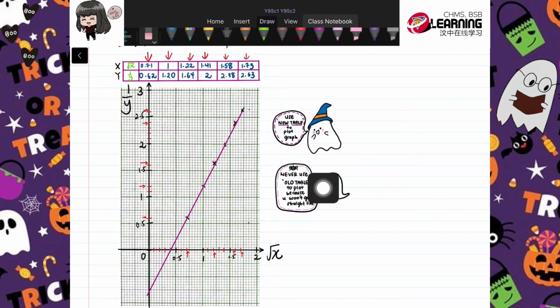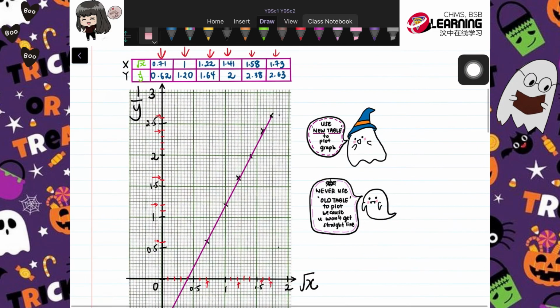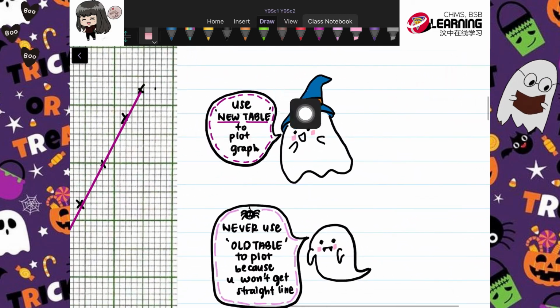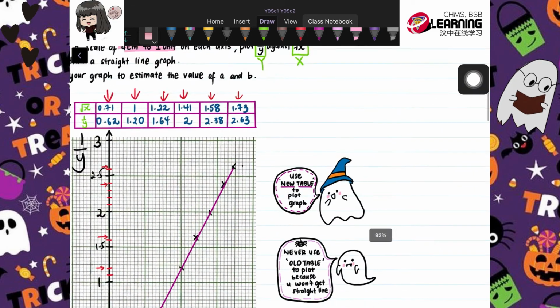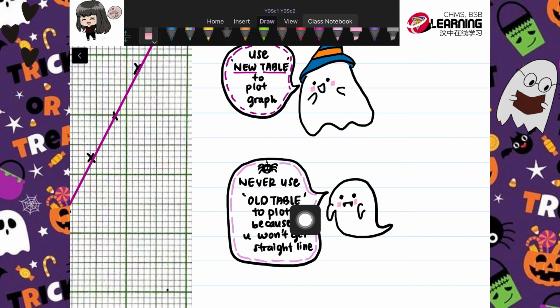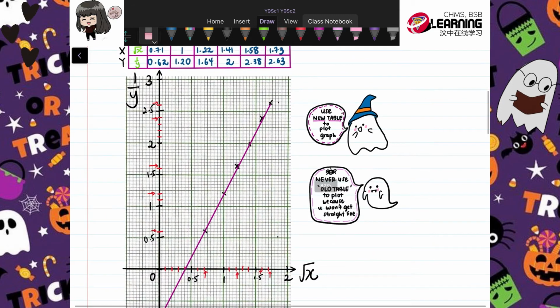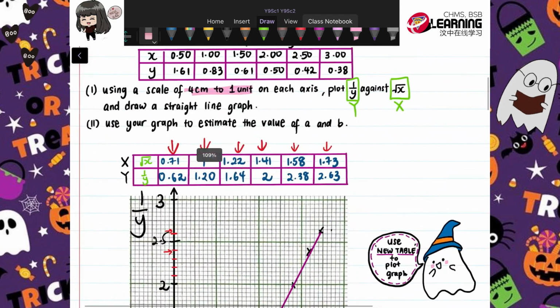The next step will be easy because you have done some exercises in the previous lesson. Remember this part here: you must use the new table to plot the graph. You cannot use the old table again. Never use the old table to plot, because you won't get a straight line. Remember that. After we finish drawing this, that's all for part 1. We have done our part 1.